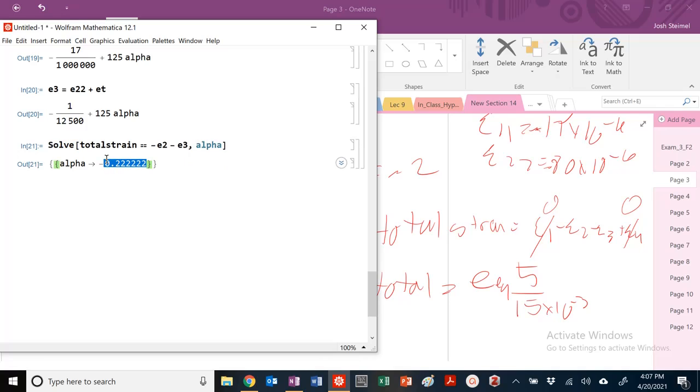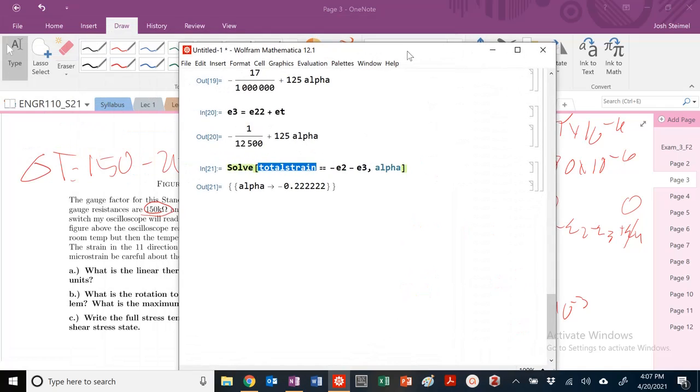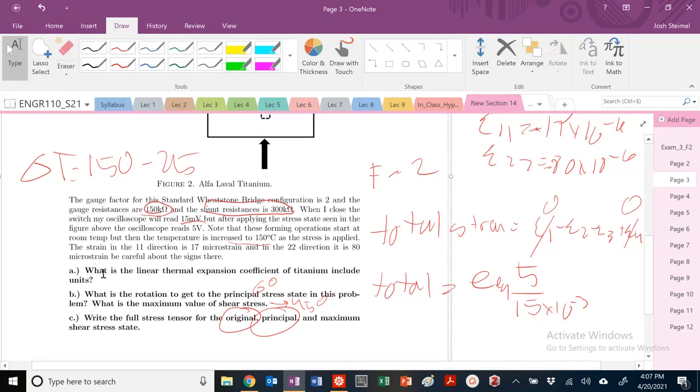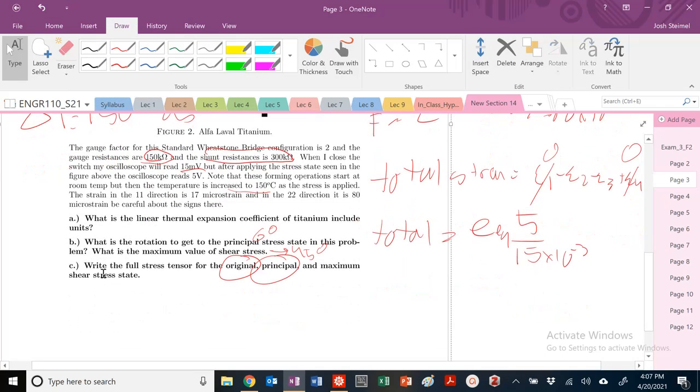And we get a negative value. And what are the units here? So total strain is unitless. So alpha is what? What are going to be the units of my alpha, my linear thermal expansion coefficient? My thermal strain is equal to alpha times delta T. So it is essentially my change in length over my original length.